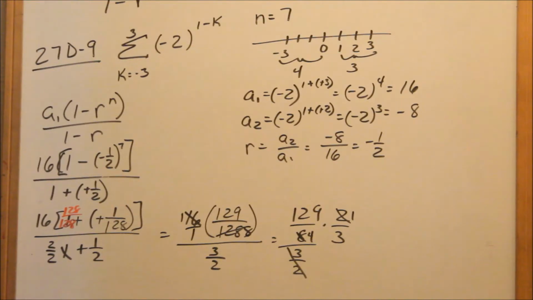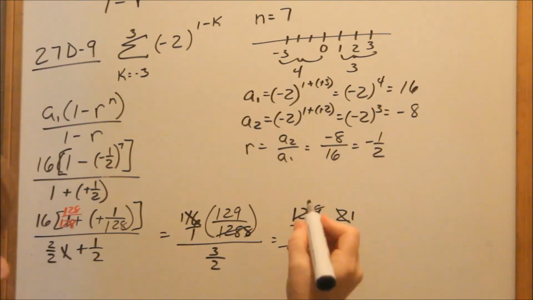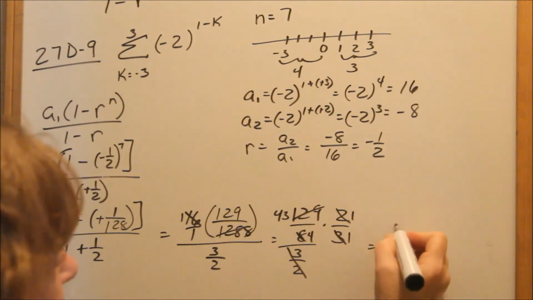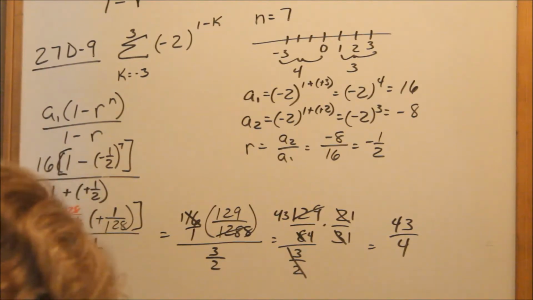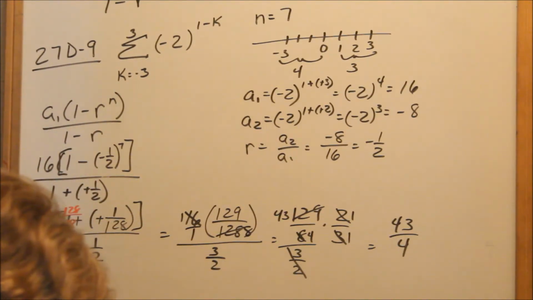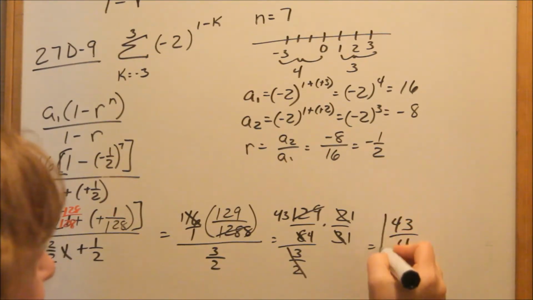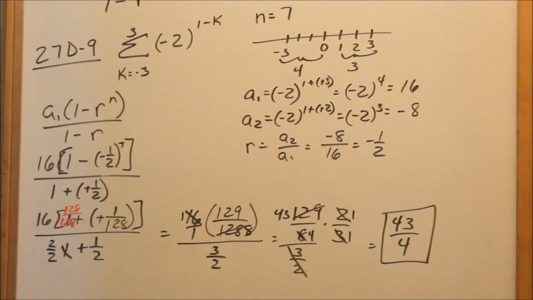And I don't think that 129 and 3, oh yeah, it does. So 3 will go into 129 43 times. So that became 43 over 4. And that would be the answer to the series for that one.